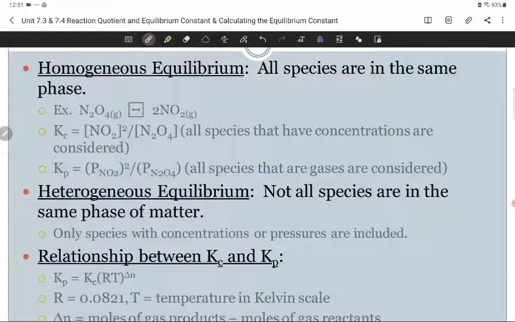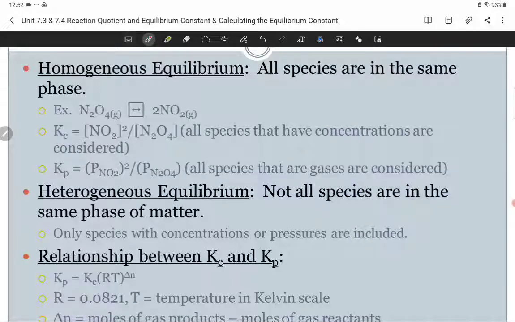And if you're writing a Kc expression for something heterogeneous, if it doesn't have a concentration, like for instance, if copper metal is in the chemical reaction, it doesn't have a concentration. So when you write the Kc expression, it would be absent of copper. You can't put that in because it has no concentration. Only items that have concentrations, brackets, could belong in there. Okay.